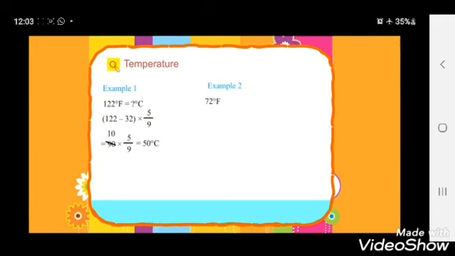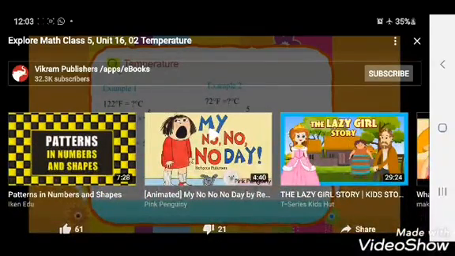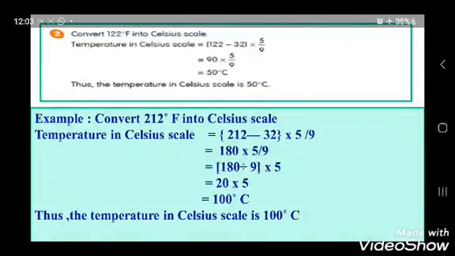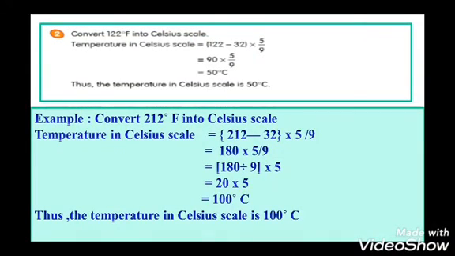Example 2. 72 degrees Fahrenheit equals how many degrees Celsius? 72 minus 32 into 5 upon 9 equals 40 into 5 upon 9 equals 200 upon 9 equals 22.22 degrees Celsius. So dear children, hope you have watched the video carefully. Now let us convert 122 Fahrenheit into degrees Celsius.